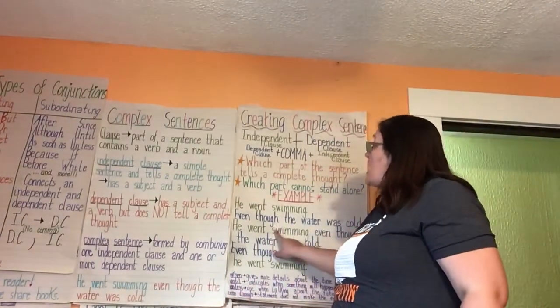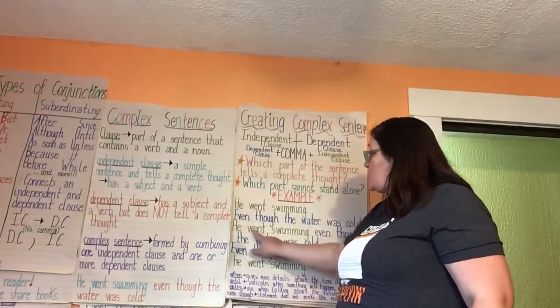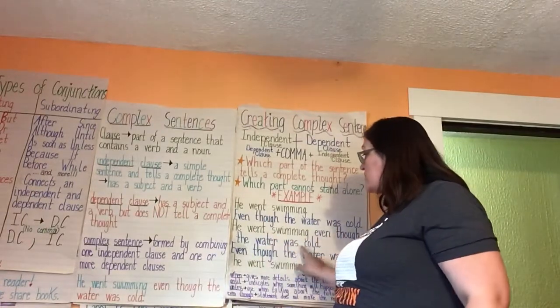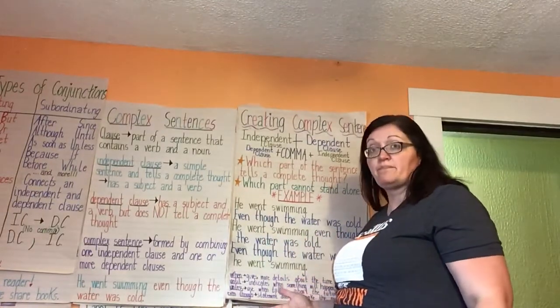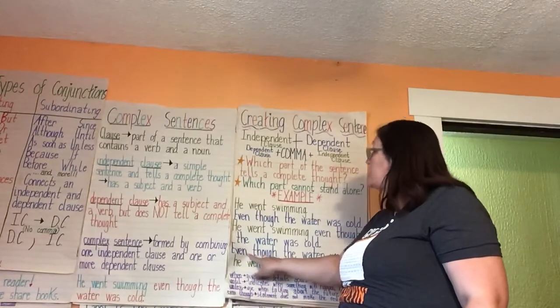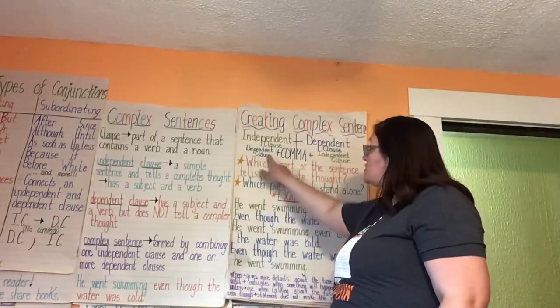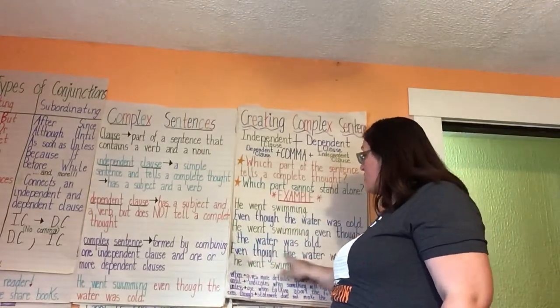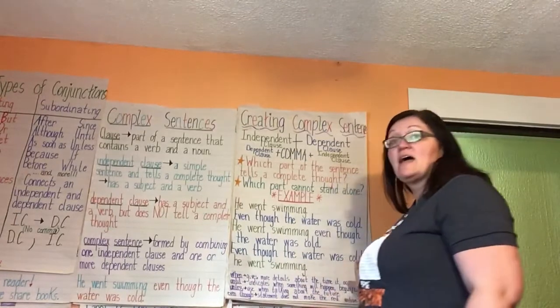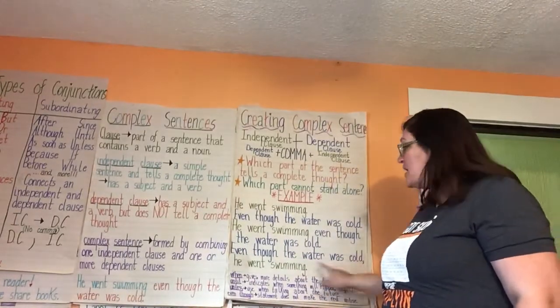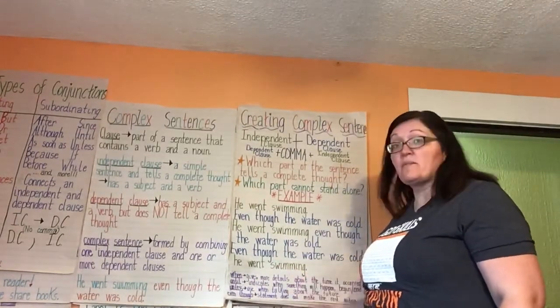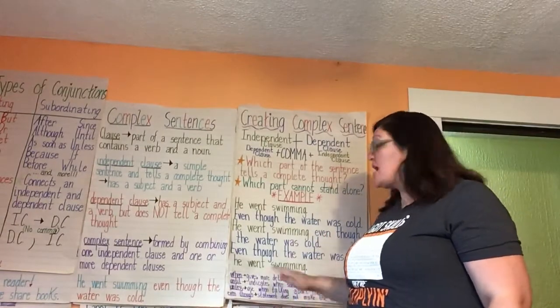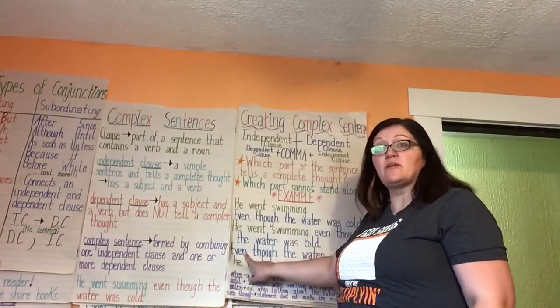So the first one, I put the independent clause first. He went swimming even though the water was cold. No comma. Okay. The second one, I put the dependent clause first. So like the second one, even though the water was cold, comma, he went swimming. So remember, if you put the dependent clause first, and the way that you know that is you start with the conjunction.